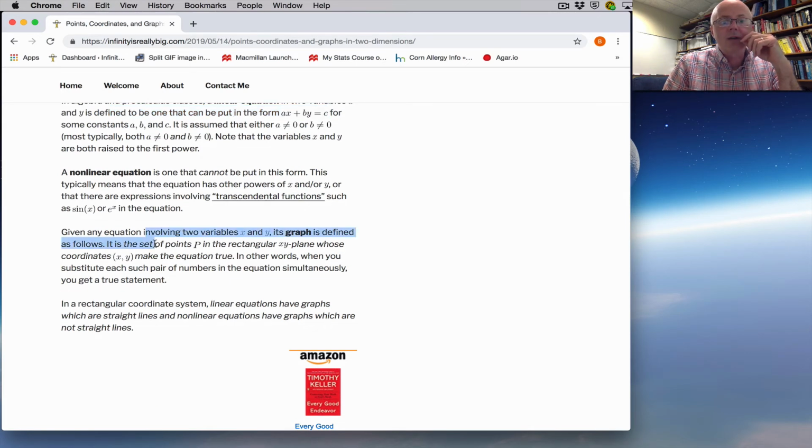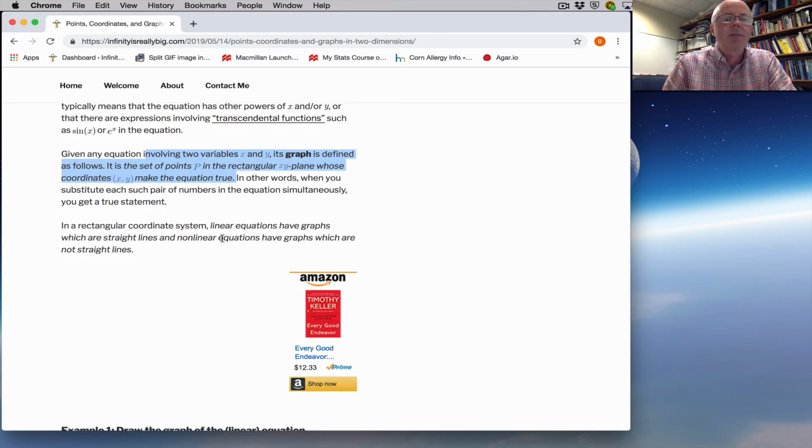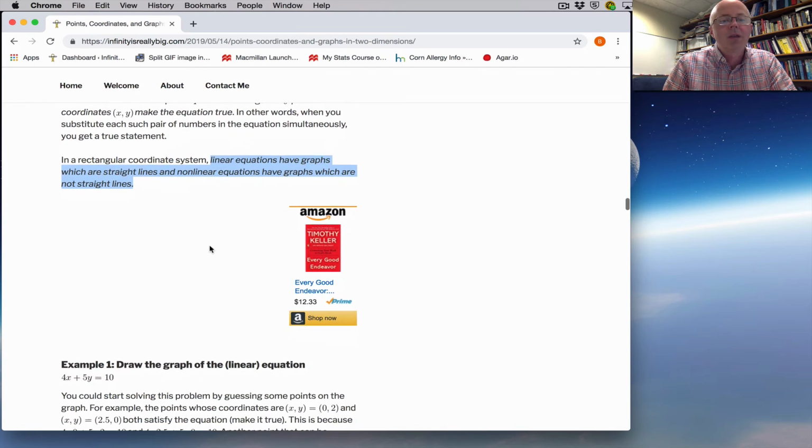The graph of an equation is the set of the points in the plane that make the equation true when you plug those numbers into the equation on both sides. They make it a true equation. Technically speaking, equations are neither true nor false until you plug numbers in and you see whether you get equality or not. Linear equations have graphs which are straight lines, and nonlinear equations have graphs which are not straight lines, at least in rectangular coordinates, and that's actually important, and we'll see a comparison with polar coordinates later on here.